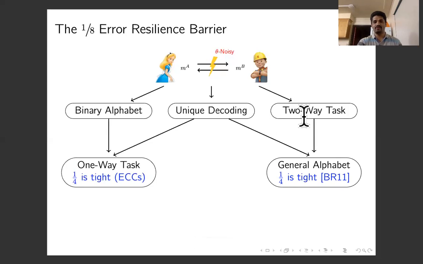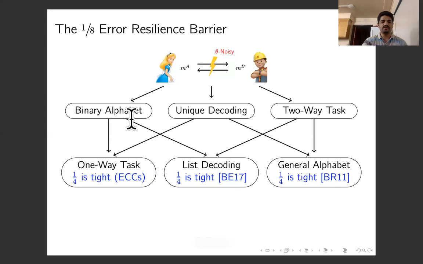In this setting, you again have a two-way task. Both parties need to output exactly, it's unique decoding, but they can use a large constant alphabet. And BR11 showed that for a general, which is the large constant alphabet, the maximum error resilience that you can get is again 1/4, which is just the half for unique decoding times the half for the two-way task, and you don't get any improvement.